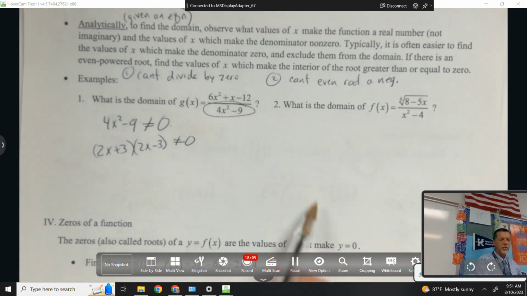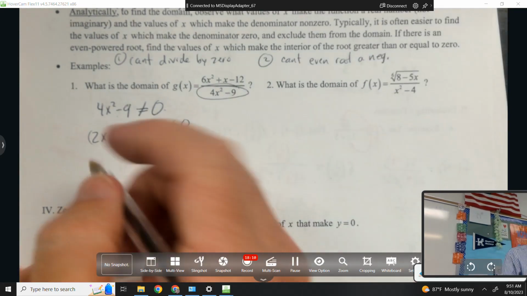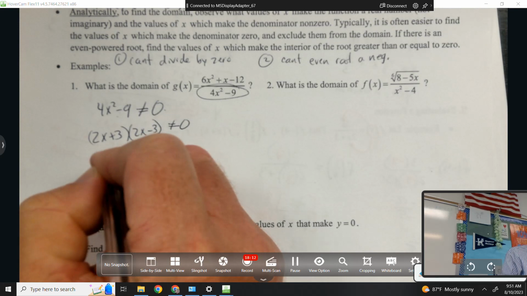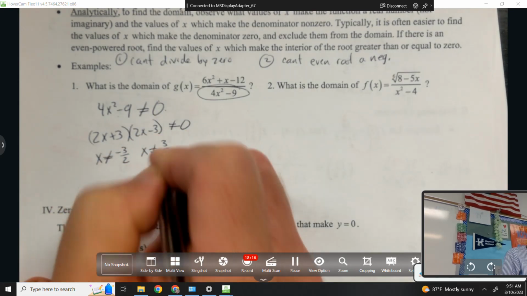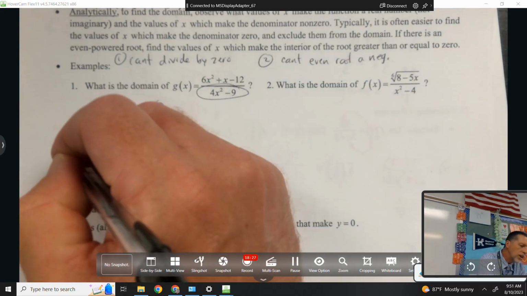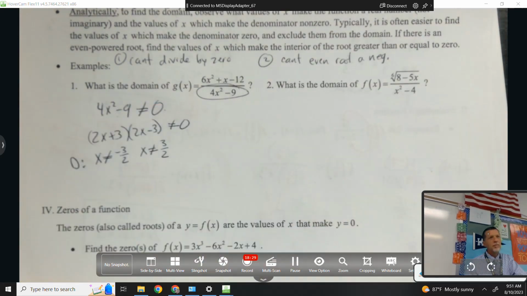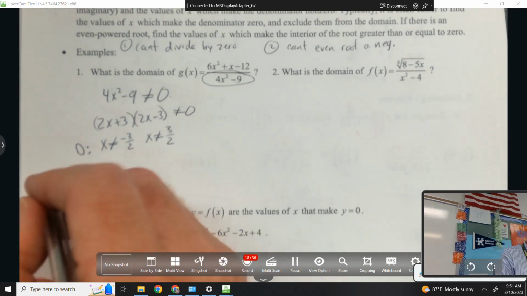Just be careful, you're probably used to saying equal 0 rather than not equal 0. So x can't be negative 3/2, and x can't be 3/2, because those would make the bottom 0, and you can't divide by 0. So this is a really lazy but efficient way to say the domain. Just say x can't be those things. Normally we would write it in interval notation.